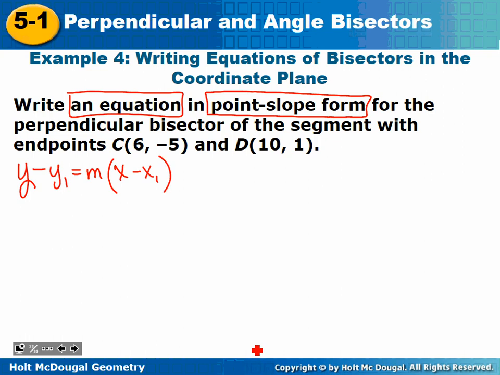Very good. So if you have forgotten point slope form, make sure you write that down and make a note that you need to memorize that. You do need to still know slope intercept form is y equals mx plus b, but this question said point slope form. So we're going to use point slope form.